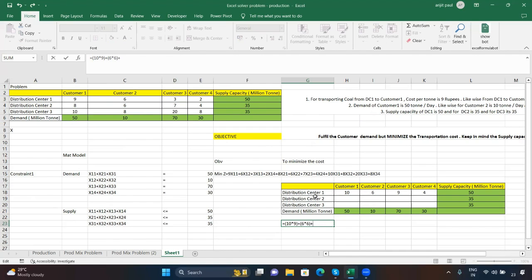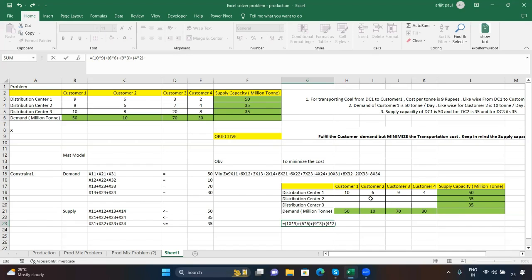how much coal we have transport from distribution center 1 to customer 3? That is 9. So here we can mention 9, multiply to it. What is the cost to transport that coal from DC1 to customer 3? That is 3 per ton. Then we can mention here as 3 plus, how much coal we have transport from DC1 to customer 4? That is 4 ton of coal, right? Multiply to it. What is the cost to transport that coal from DC1 to customer 4? That is 2 rupees per ton. Then we can mention here 2 rupees.